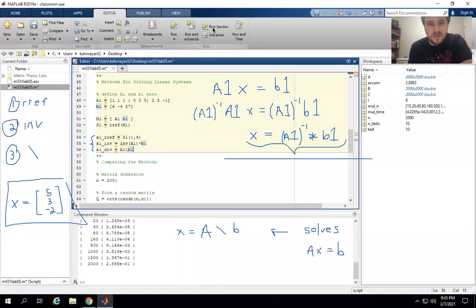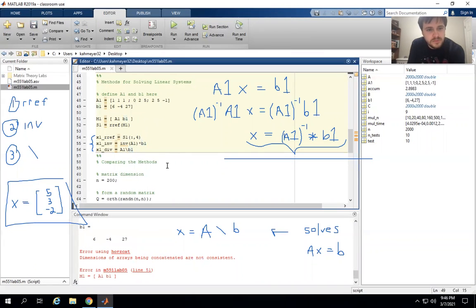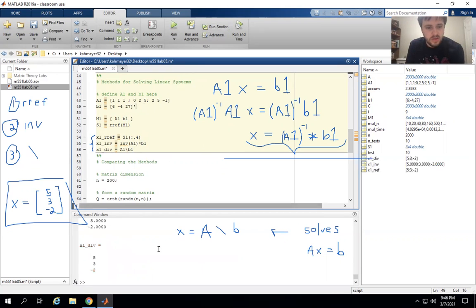So let's run the section and see. Okay, so quick error here. I forgot to take the transpose of B1, right? Because we want it as a column vector, not a row vector. So if I hit run, then this is what we get. We get our solution in each case.